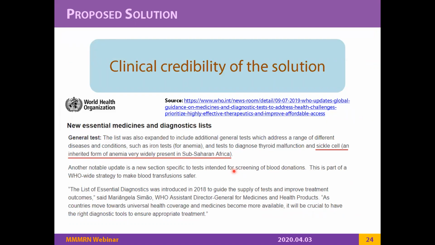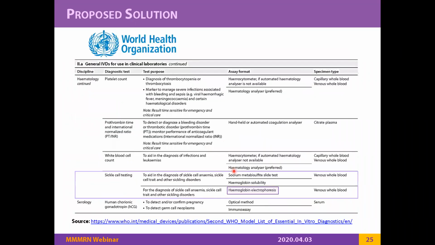So we talked about the clinical credibility. The solution we have developed, is it clinically credible? The World Health Organization recognizes sickle cell disease as a global healthcare problem, and they provided a list of tests that are acceptable for wide-level screening, and hemoglobin electrophoresis is one of them. So just from that, we can say that hemoglobin electrophoresis is a clinically acceptable solution. And if we can make it low cost, it will be accepted by the clinical community.